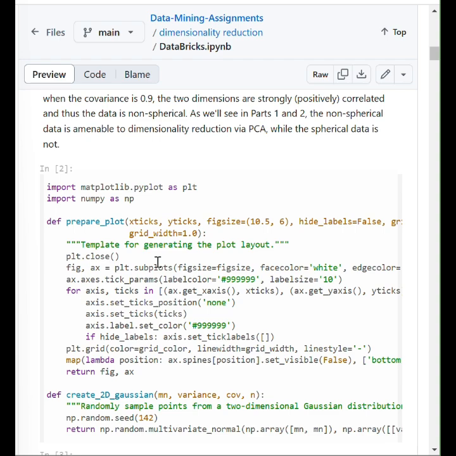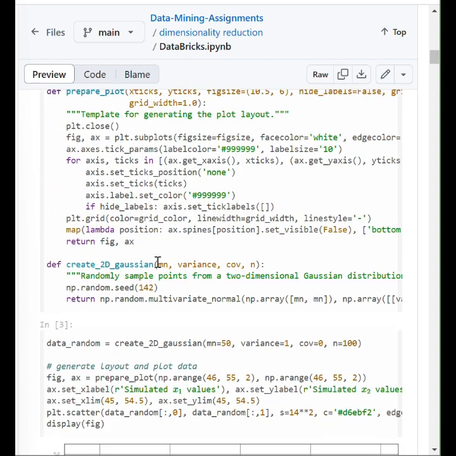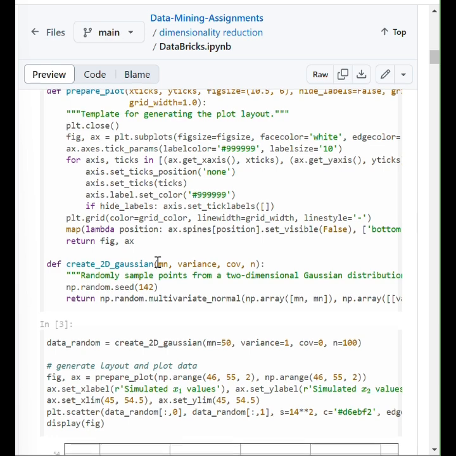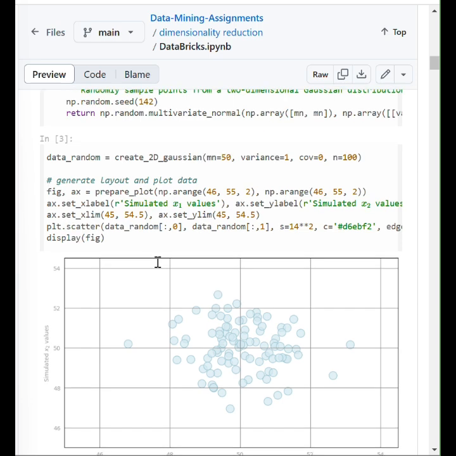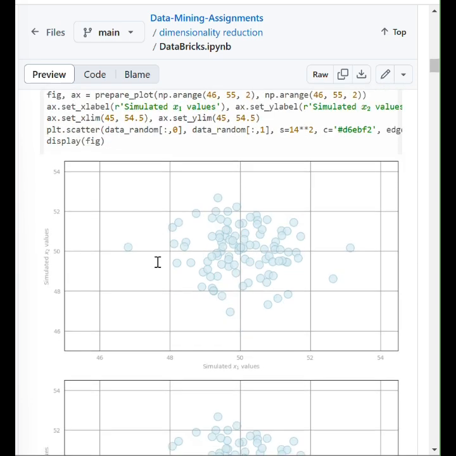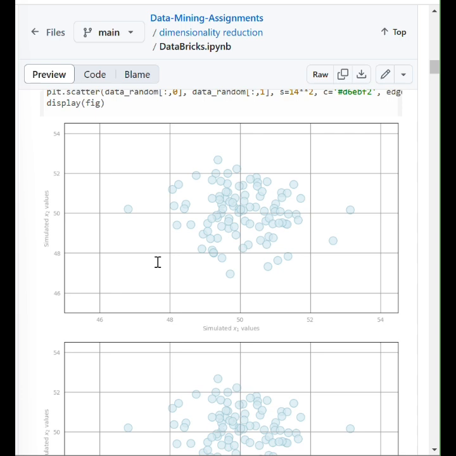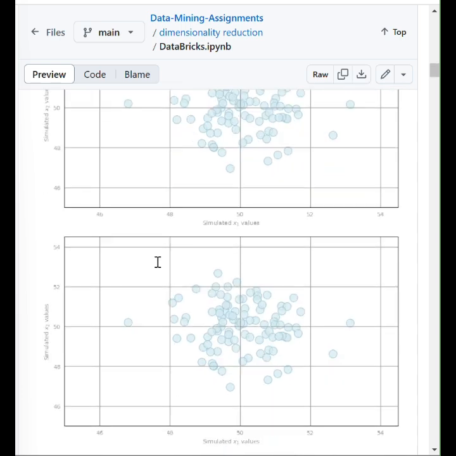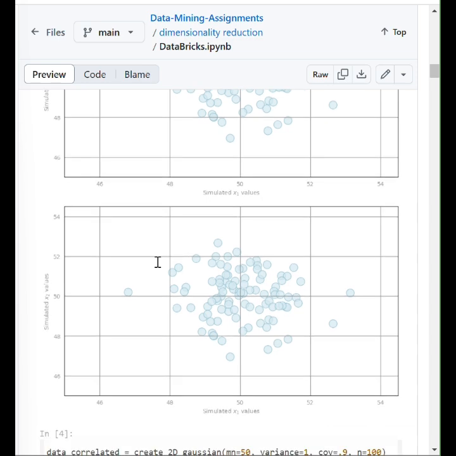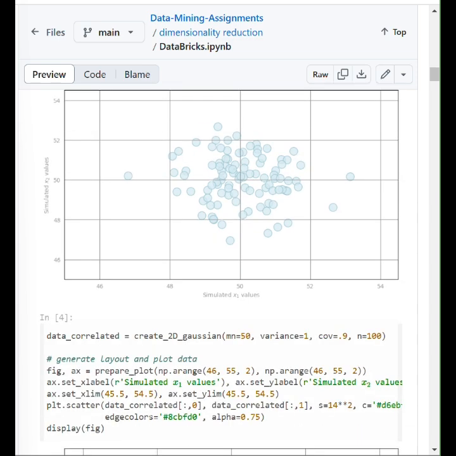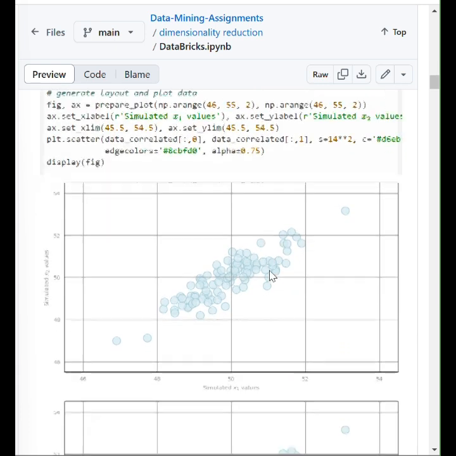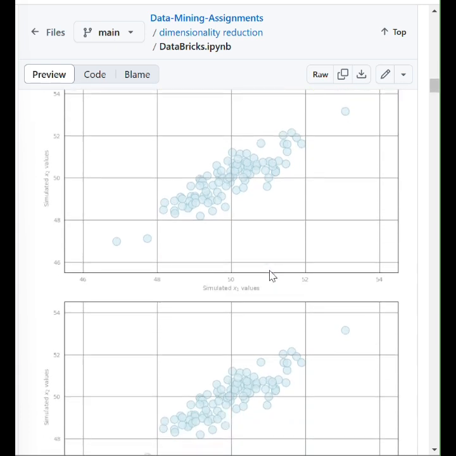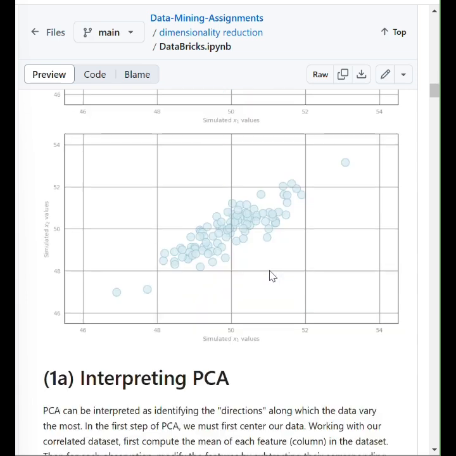In the visualizations below, we specify the mean of each dimension to be 50 and the variance along each dimension to be 1. We will explore two different values for the covariance: 0 and 0.9. When the covariance is 0, the two dimensions are uncorrelated and hence the data looks spherical. In contrast, when the covariance is 0.9, the two dimensions are strongly correlated and thus the data is non-spherical. Now, PCA can be interpreted as identifying the direction along which the data vary the most.